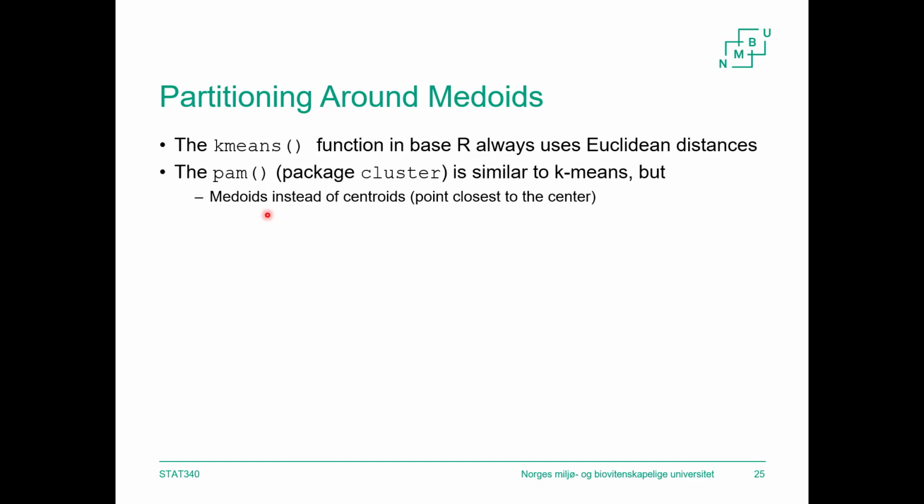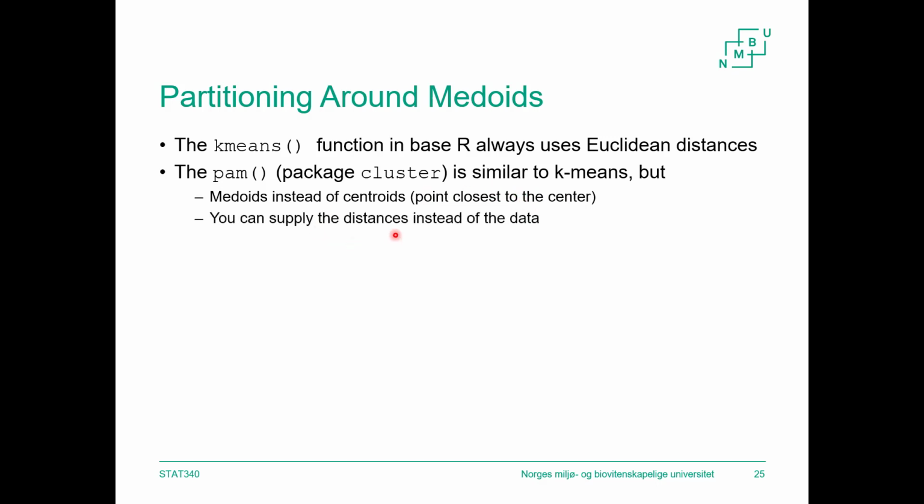So you choose the data point which is the center of the cluster, or rather, closest to the center of the cluster. That we call a medoid instead of a centroid. So it's the point that has the smallest sum of distances to the other members in the cluster.